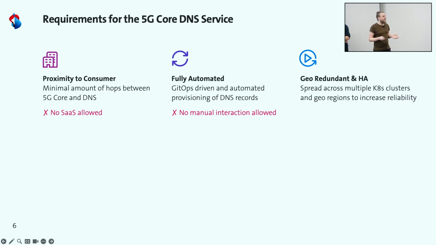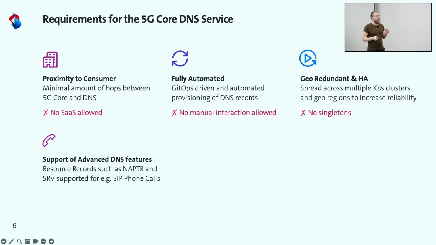Then it should be geo-redundant, which means we should be able to spread across multiple geo-regions, so to say. So we cannot have singletons. It should be distributed as much as possible. Then we need advanced features of DNS. We cannot just have A and CNAME records. It should include stuff like SRV records, NAPTR records. I don't know if you heard of that, but it's fancy stuff in the DNS server that can do some kind of magic to serve DNS records, for instance, for SIP phone calls and so on.